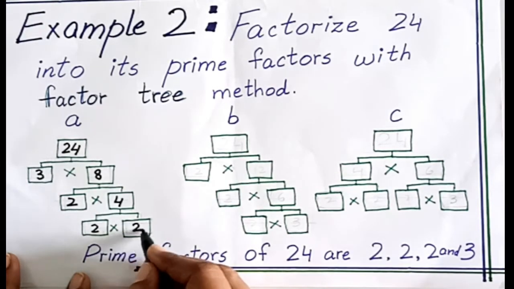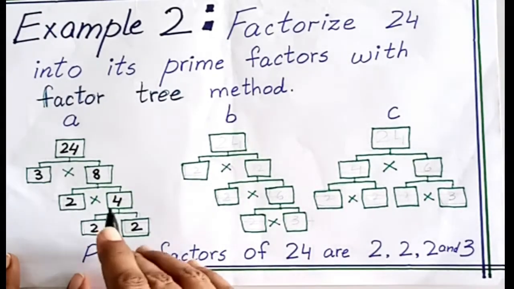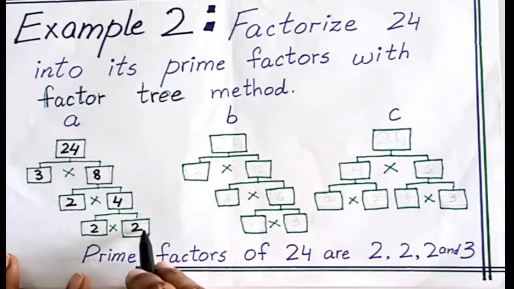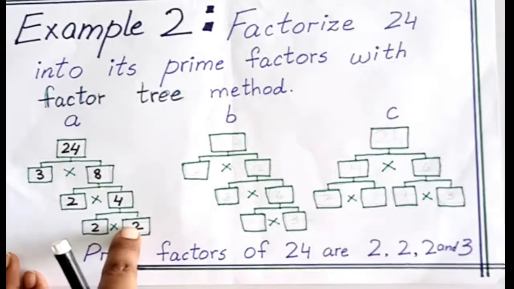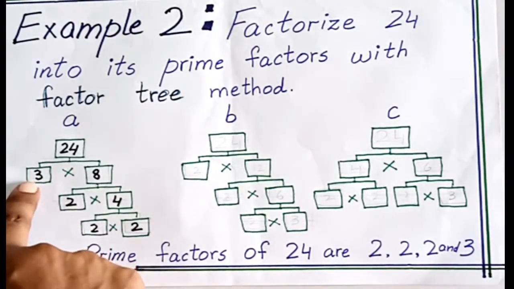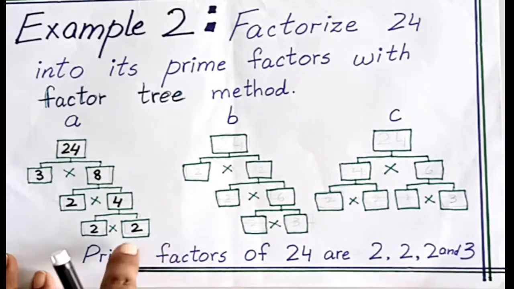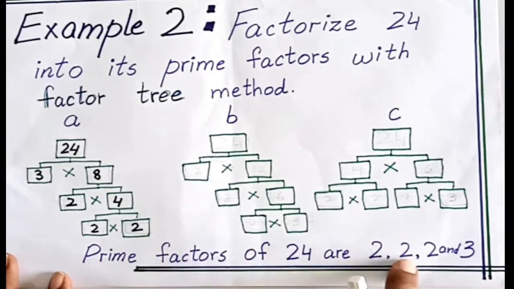2 2s are 4, students. Now what numbers come here? 2 and 2. As you all know, we cannot break 2 anymore, so 2 is a prime number. So what are the factors of 24? 2, 2, 2 and 3. When prime numbers come, we cannot break the number anymore, so these are the prime factors of 24. Prime factors of 24 are 2, 2, 2 and 3.